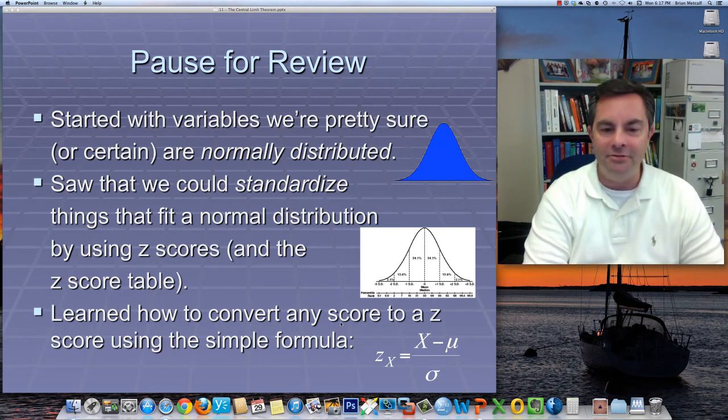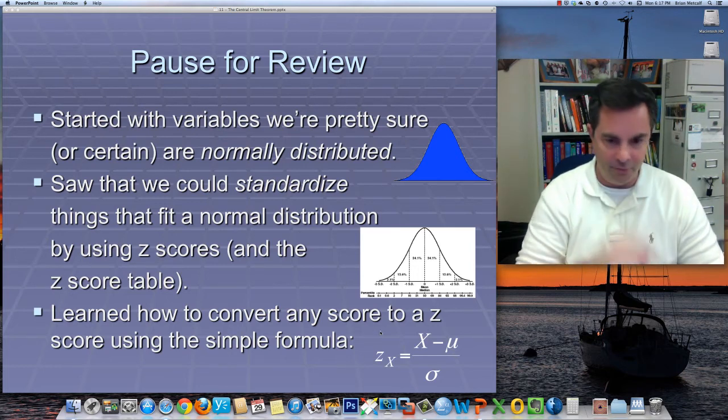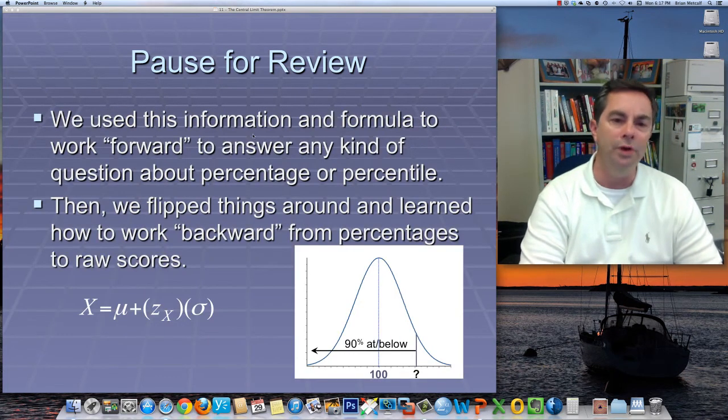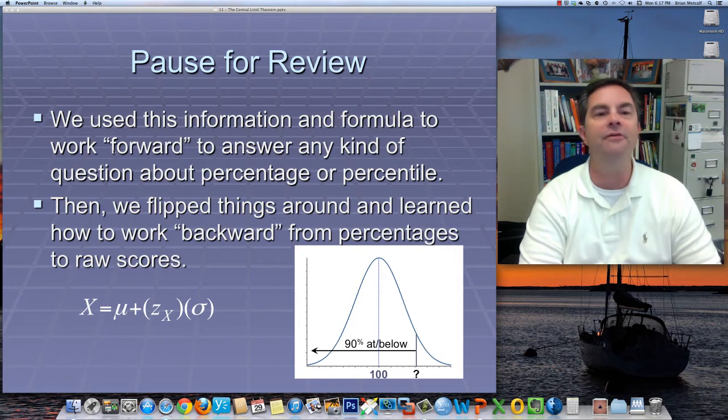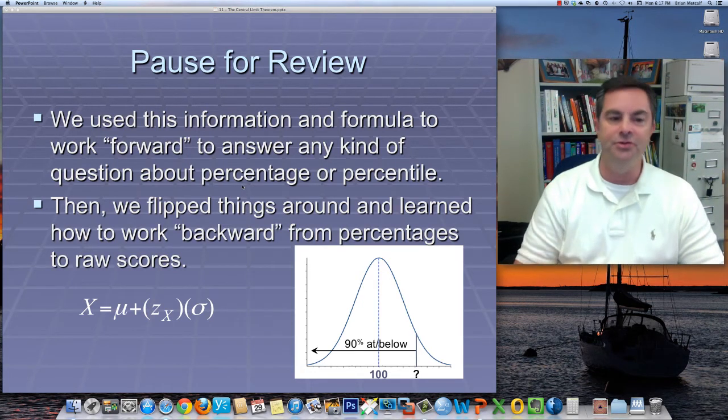All right, we learned how to convert any score to a z-score using what I now call the original recipe. This is the original forward recipe for taking a score, converting it to a z-score. We use that information in the formula to work forward to answer any kind of question about percentage or percentile. Then we flip things around and learn how to work backward from percentages to raw scores.